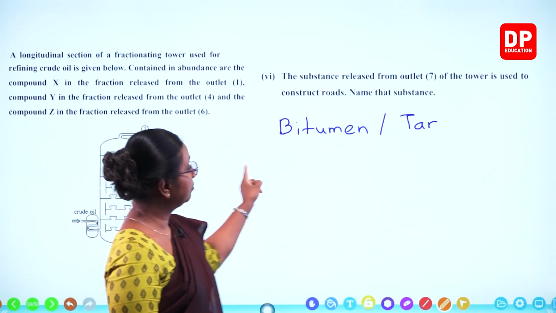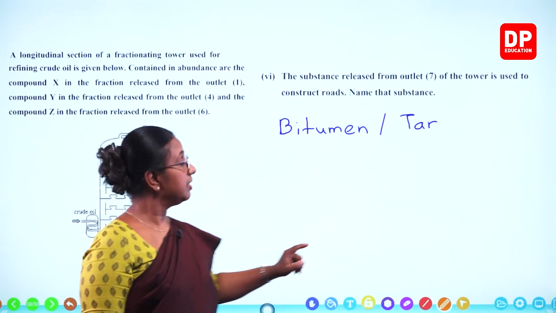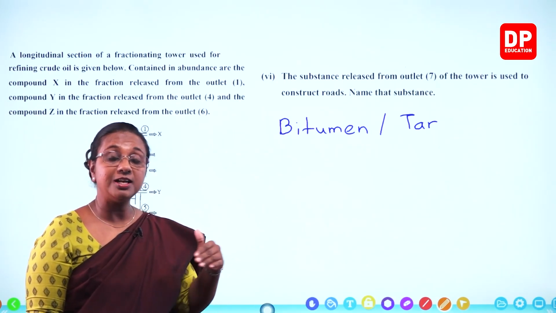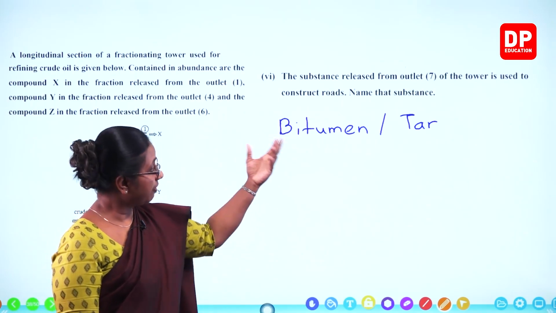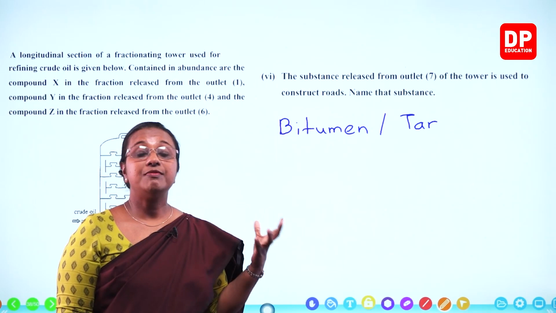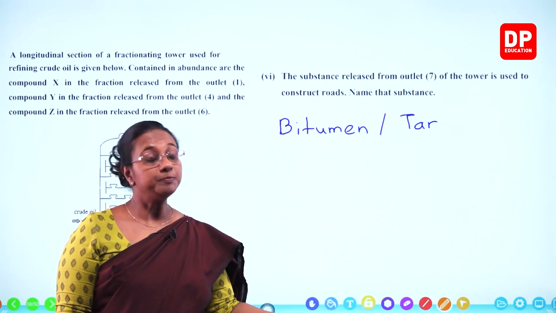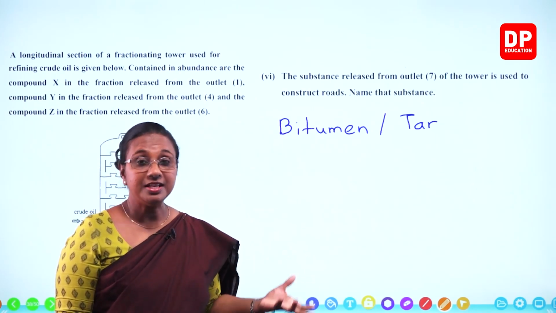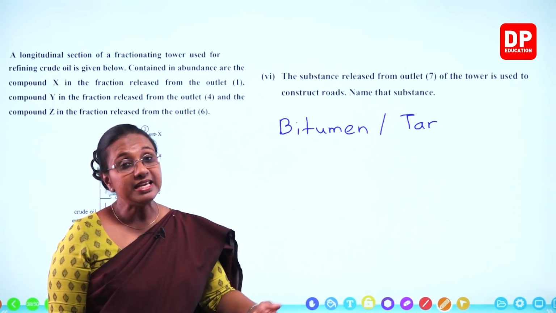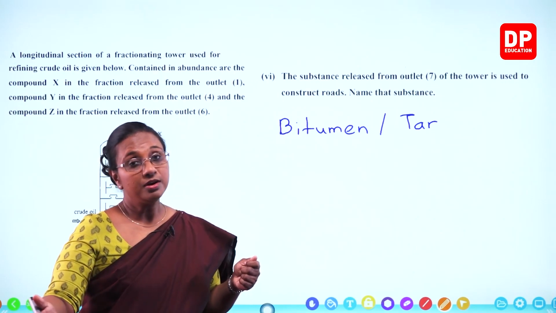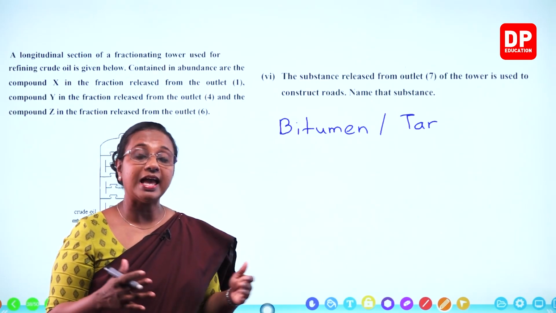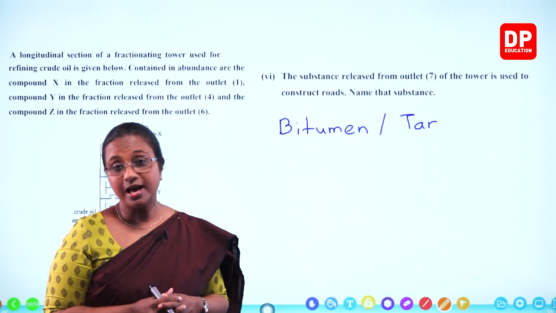So from that you can relate. Even if you don't remember each and every component coming out from the outlet, from the property or from the description they gave, you can easily identify. Now if it is petrol, it is the fuel for vehicles. If it is LP gas, you all know it's used for household cooking purposes. Then diesel, it is used again as fuel in different vehicles. So like that you all can relate them based on their properties.